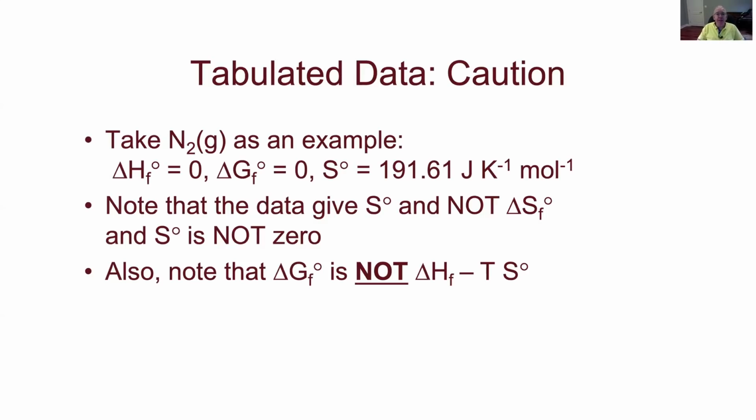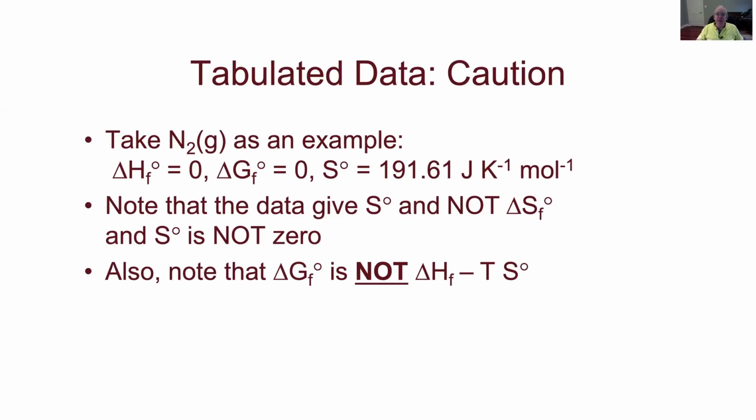If I look at the data for nitrogen from the tables, say in Appendix E in the textbook, I'll see that the heat of formation delta HF is 0, delta GF is 0, because those are for the formation reaction, right? The entropy S naught is not equal to 0. The data in the table is the absolute entropy and not the delta S of formation. So those values, again, are not ever zero.